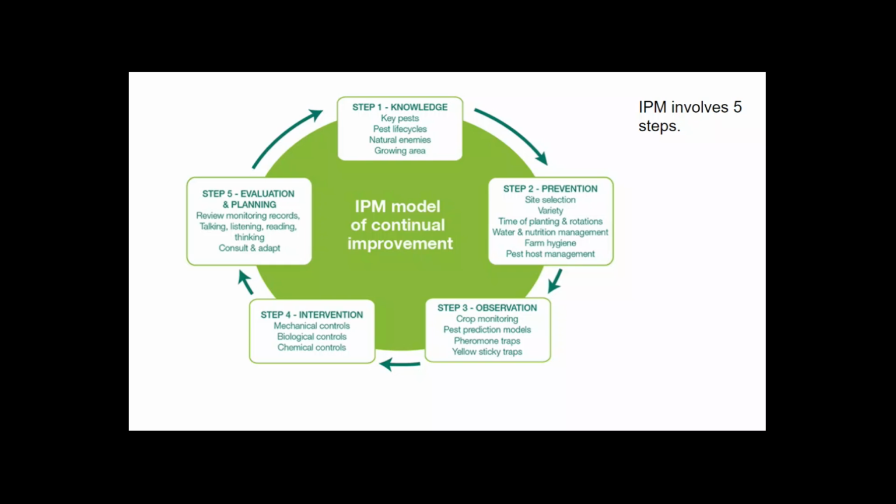You can have yellow sticky traps. You can have intervention. You can have mechanical controls like mesh around the plants. You have biological controls, natural pests. And you can use chemical controls if that's necessary. And then you evaluate how effective the system you're doing is working. We can review monitoring records, talking, listening, and reading and thinking. So you discuss it with others, and they can consult and adapt your model.